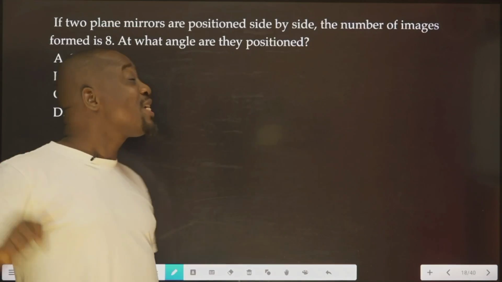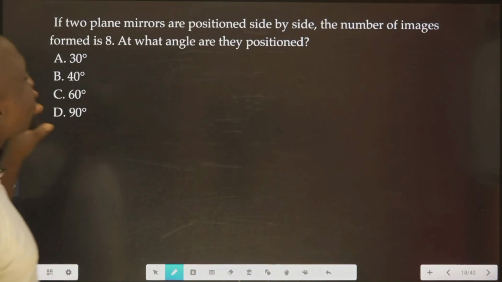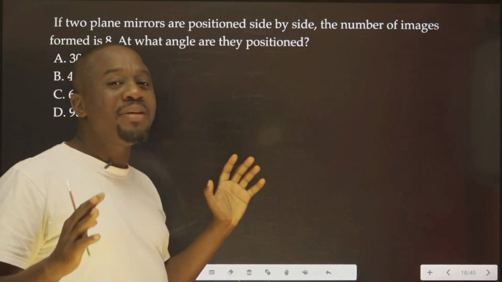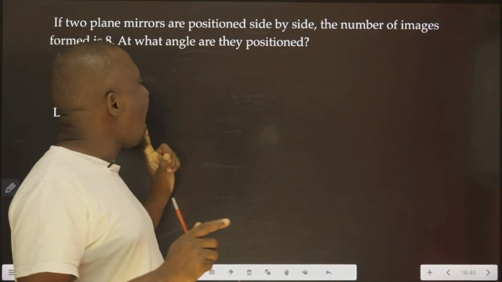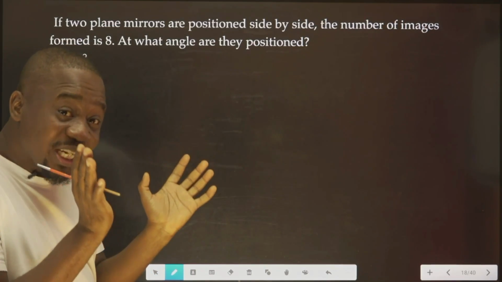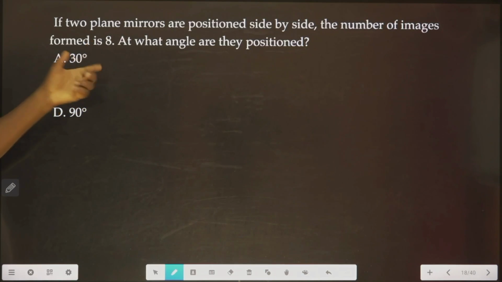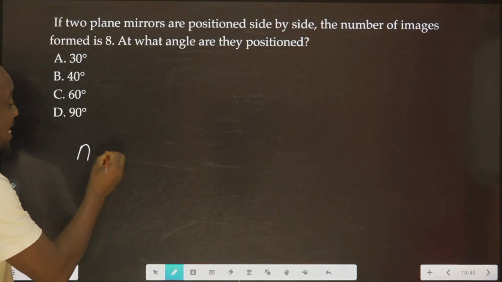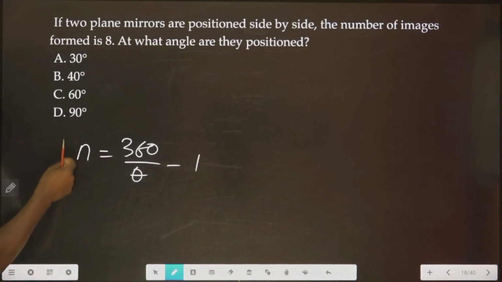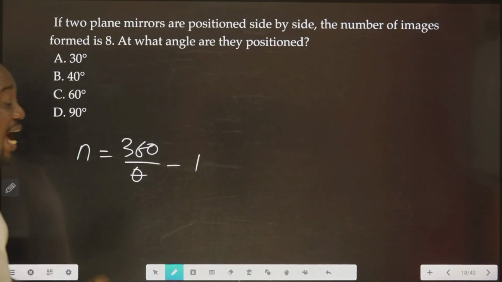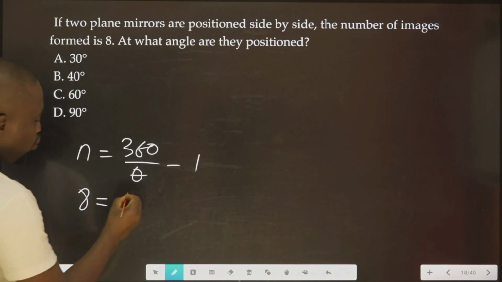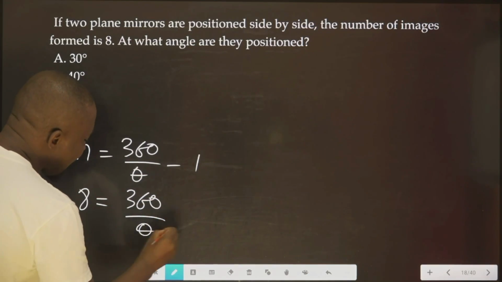Let's look at this question. It says, if 2 plane mirrors are positioned side by side, the number of images formed is 8. At what angle are they positioned? For you to get 8, they must have been positioned at an angle. To get this, we use the formula that says n equals 360 over theta minus 1. This is the number of images formed. This is the angle we are talking about. So now we put 8 here, we put 360, we put theta, we put minus 1.